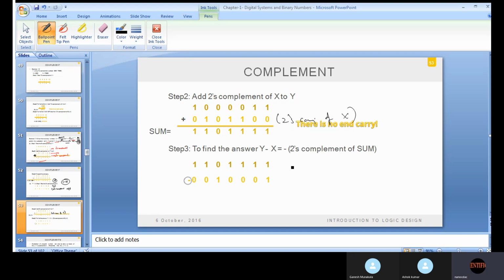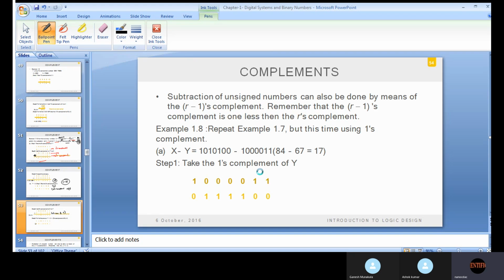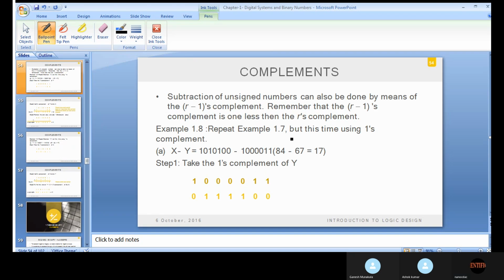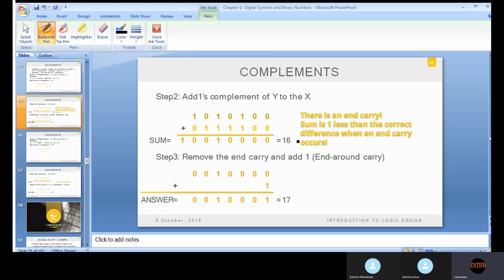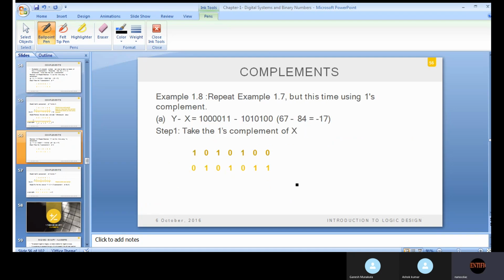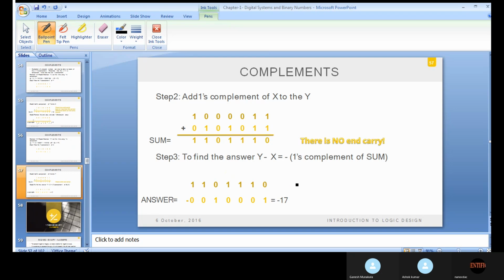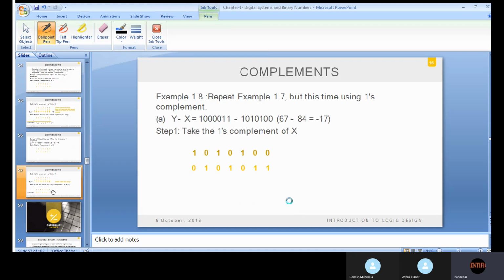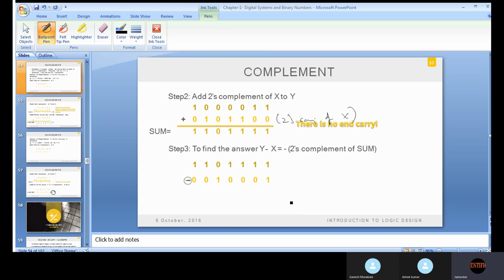సో ఇక్కడ సబ్స్ట్రాక్షన్ చేస్తున్నారు. So when you are subtracting, what is the result that you are getting? So it will be 0 0 1 0 0 0 1. Okay, so finally the answer which you are getting is minus 17. Okay, so ఇక్కడ చూపిస్తాను చూడండి మీకు.